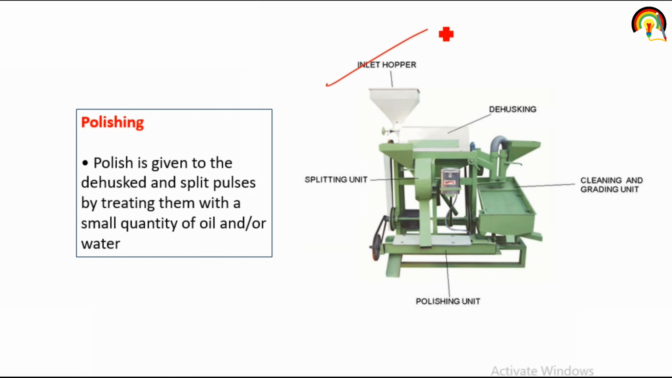So this is also a milling machine. This is the inlet hopper where we add our pulses. Then this is dehusking, where all the husk present on the pulses comes out. This is used for cleaning, for the removal of dirt. This is the splitting unit, and this is the polishing unit.